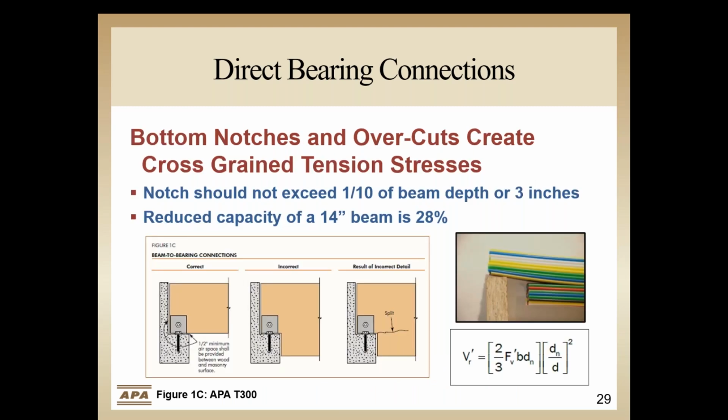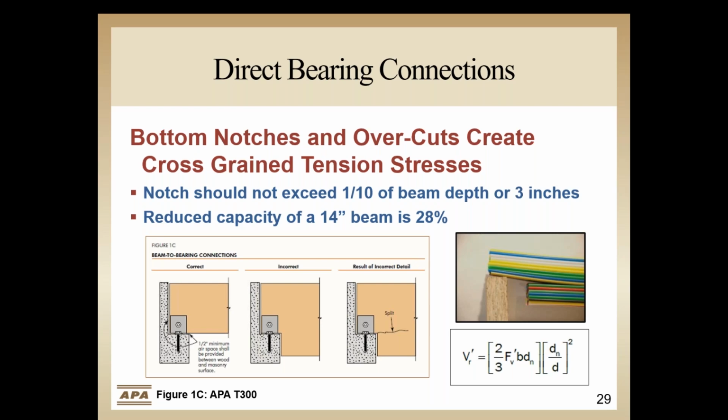In these details, a common error that can happen is notching or overcutting the beam at the bearing. This condition results in cross-grain tension stresses that can cause splitting at the inside corner or at the interior face of the bearing due to shear stress concentrations. Again, think of those straws splitting apart.